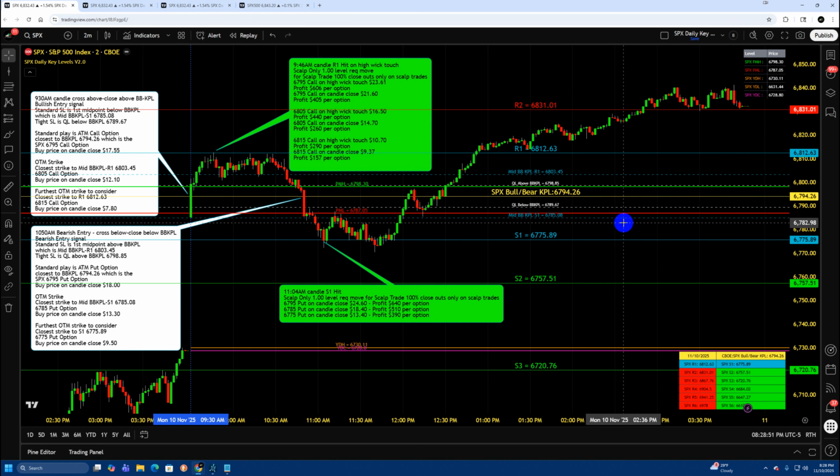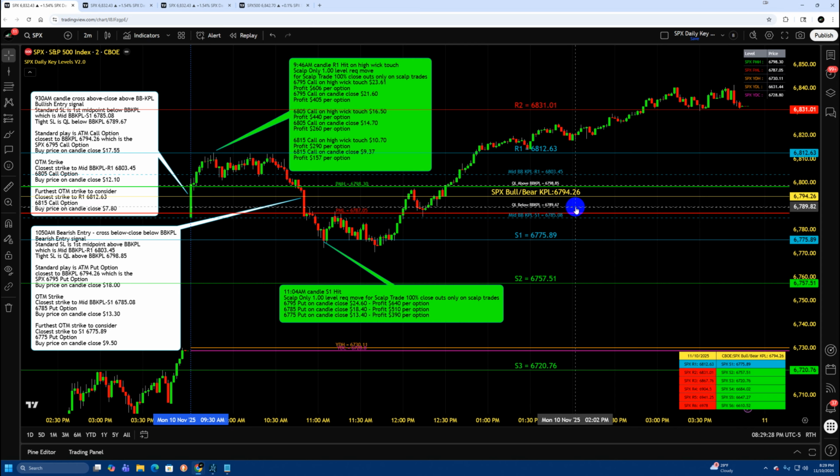Okay. The other levels are the midpoint levels that you'll see here, which are currently only turned on for the midpoint levels above and below the Bull Bear KPL. The midpoint levels represent the mid levels between each of the main levels. So for example, we can go in the user control panel and turn on the midpoint for mid R1, R2, and it would appear here. Mid R2, R3 would appear up here. Mid S1, S2 would appear here, mid S2, S3 would appear here, and so on and so forth.